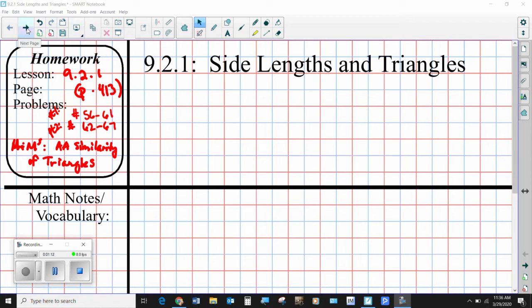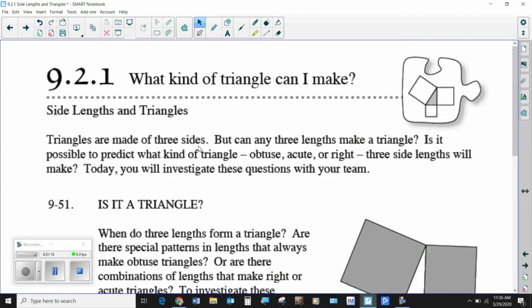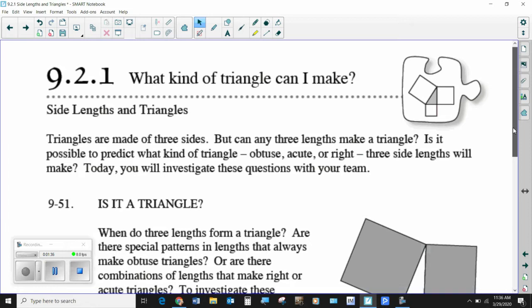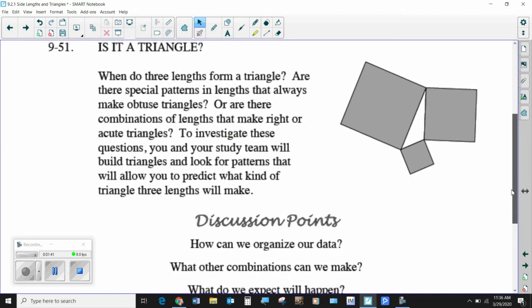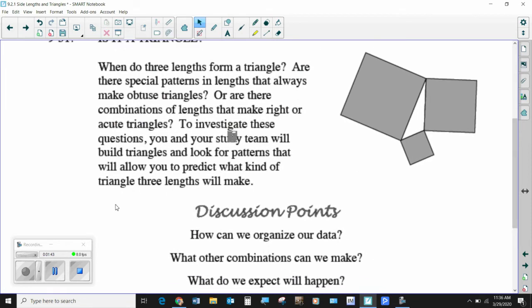So let's get moving. Triangles are made of 3 sides, but can any 3 side lengths make up a triangle? Is it possible to predict what kind of a triangle you would get with the given side lengths? That would be like the obtuse triangles, the acute triangles, or right triangles. Can you predict that just by looking at their side lengths without actually seeing the triangle itself? Today, we're going to investigate these questions. I'll let you read this if you want to, and you can pause it to read it, and then come back to us, but I'm going to move on.